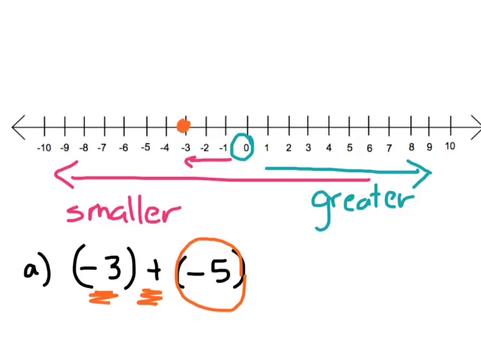But we're adding a negative. So we're actually adding a -5. So which way would we move if we're adding a negative? To the left. Right, we're moving to the left because we're adding a negative. So we're going to go left, 1, 2, 3, 4, 5, and we end up at -8.